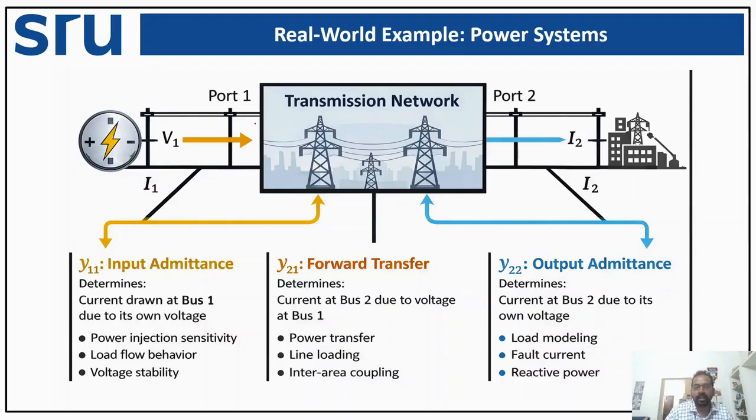We generally assume it is a black box, and we try to compute Y21, which determines how much current at port 2 is drawn due to the applied voltage at port 1. So we are trying to compute the power transfer, the line loading on the transmission line, and the inter-area coupling between different areas of the network.